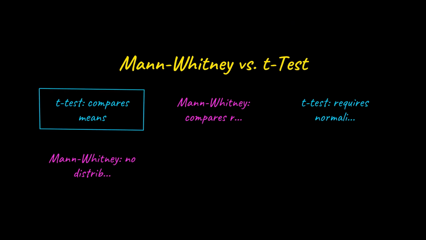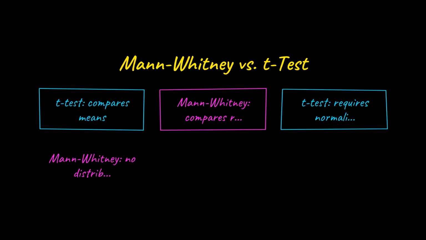The key contrast is straightforward. The t-test compares means and requires normality. Mann-Whitney compares ranks and requires neither. The t-test is more powerful when its assumptions hold, but Mann-Whitney remains valid across a wider range of data shapes.